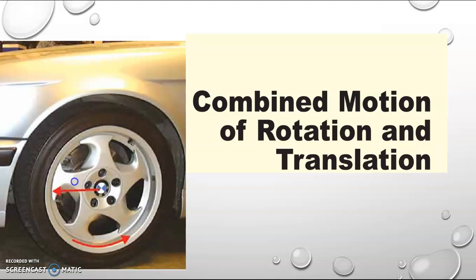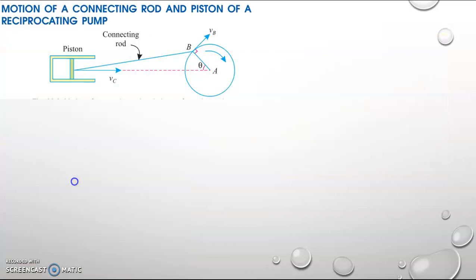In the previous class we discussed how a link or a combination of links experiences a combined motion of rotation and translation. We analyzed the velocity of that link at different points. In today's session we will analyze how a reciprocating pump or reciprocating engine behaves, and how different points of the reciprocating pump behave according to the motion of combined rotation and translation.